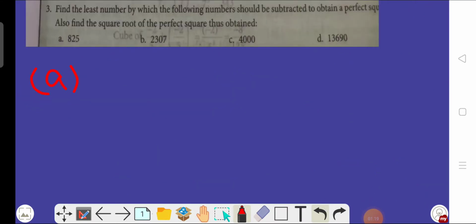A part beta. In the A part we have given 825. To apply the division method, we have to write 825 like this. Then we have to make the pairs of the digits starting from the unit place. So the pair is 25, and we are left with one single digit, that is 8. Now we have to take the leftmost digit, that is 8, and then we have to find two numbers such that 8 lies between their squares, and the numbers are 2 and 3, because square of 2 is 4 and square of 3 is 9.